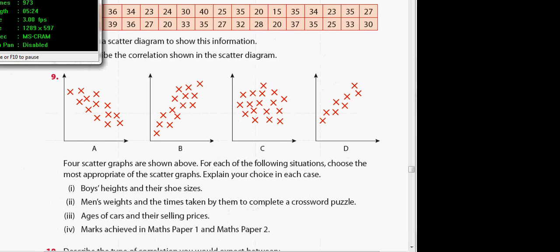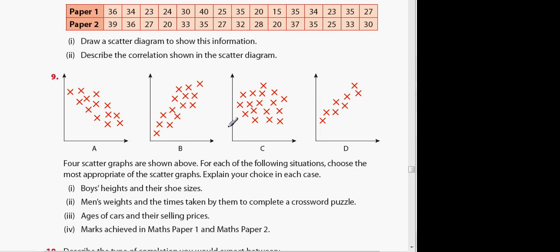Next question, Question 9. 4 scatter plots are shown above. For each of the following situations, choose the most appropriate scatter graph. Explain your choice in each case. Boys' height and their shoe size. As height gets bigger, usually so does shoe size. So I'd suggest either B or D.